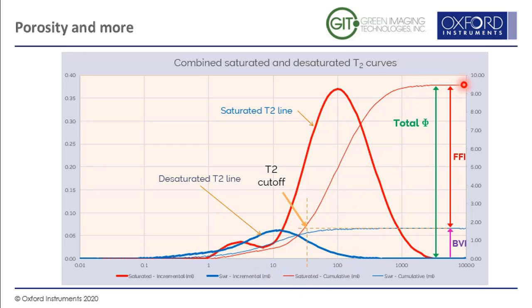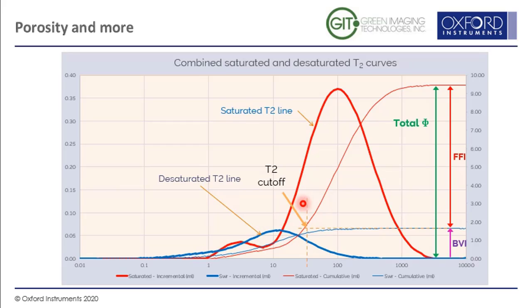The final value of the light red line, the cumulative value of the saturated distribution, is the total pore volume, or porosity. The final value of the light blue line, that is the area under the desaturated distribution, gives us the bound volume. The difference between the two is the free fluid.